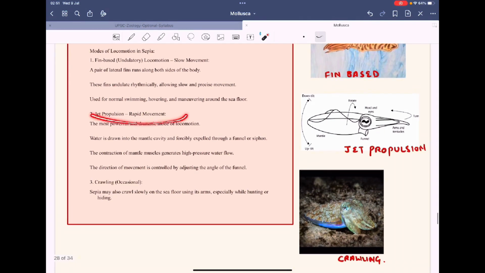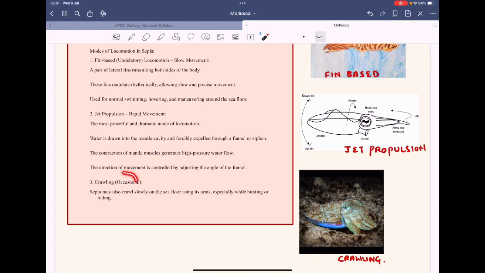Second one is the jet propulsion motion, and it's dynamic and very rapid. Here you can see the funnel. It will move forward while it expels the water through the funnel, and it is the most powerful, very dramatic and fast. It also helps in controlling and adjusting the angle of the funnel.